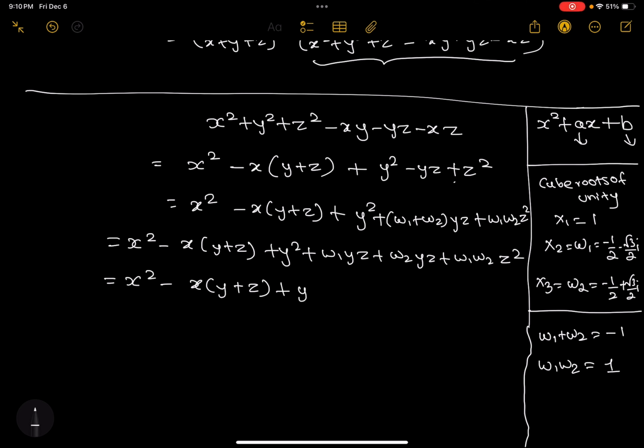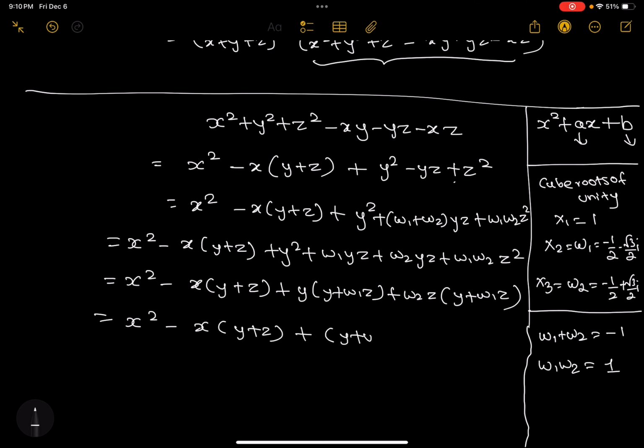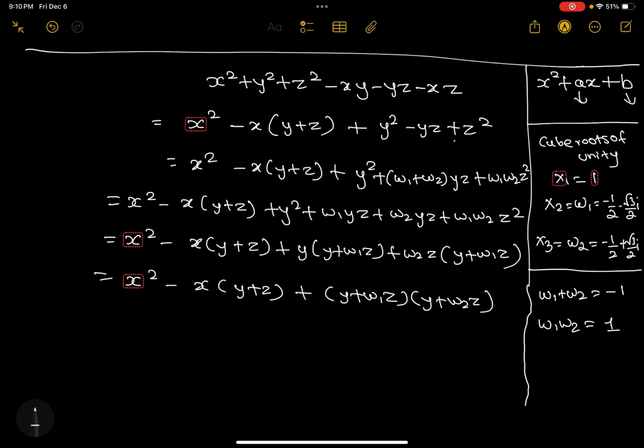I can again write that as, if I take y common, y times (y plus omega 1 z). If I take omega 2 z common, this is again (y plus omega 1 z). So I can write this as x square minus x times (y plus z), plus (y plus omega 1 z)(y plus omega 2 z). And now how do I further factorize this?